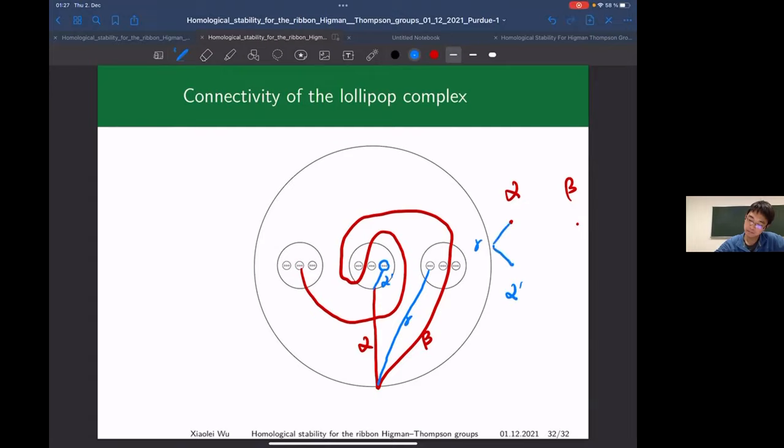But let me erase it now. So now I have changed alpha to alpha prime, right? But there's another layer of difficulty, which is the arc part of alpha prime. There's intersection. Actually, there could be more than one intersection. And for that, we use a flow argument, but it's more like an advanced version of the flow argument, what we call the mutual link trick.